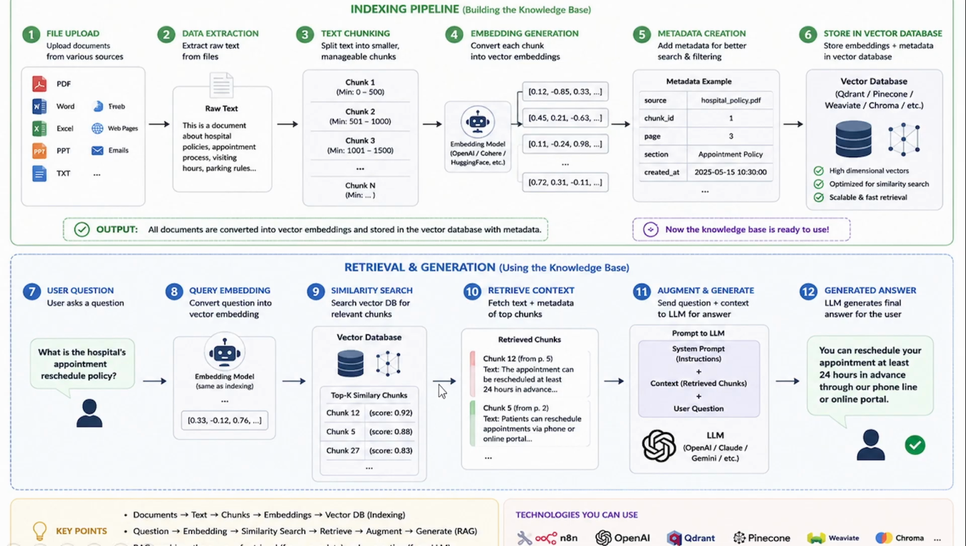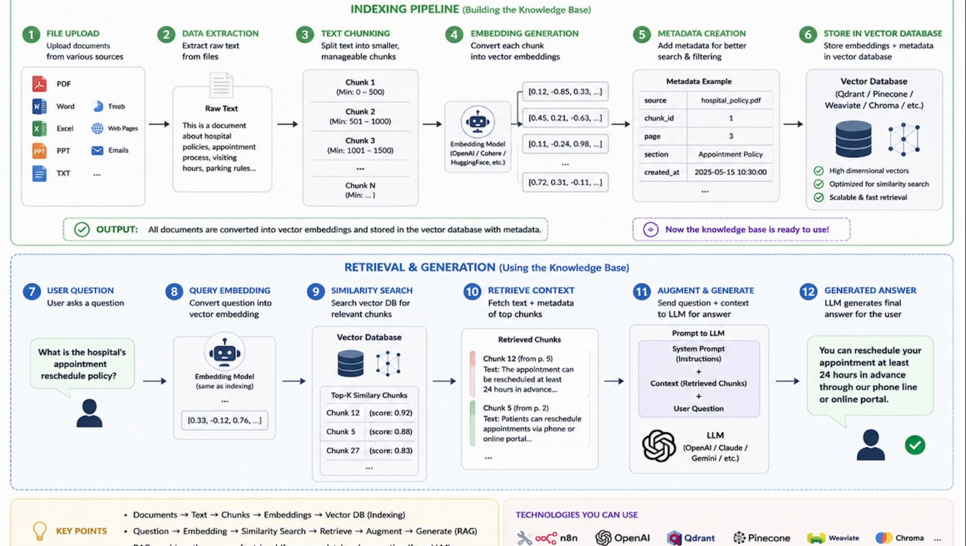So I will tell you more about it in the second slide with an example. The next step is retrieve content. You can see here, fetch text plus metadata of top chunks. So after the similarity search, it retrieves the data with the context. And then on step number 11, augment and generate. Send question plus context to LLM for answer.